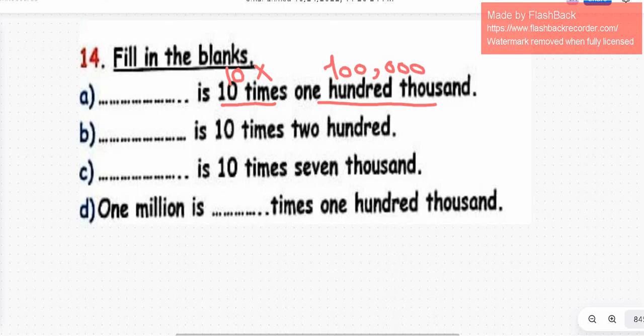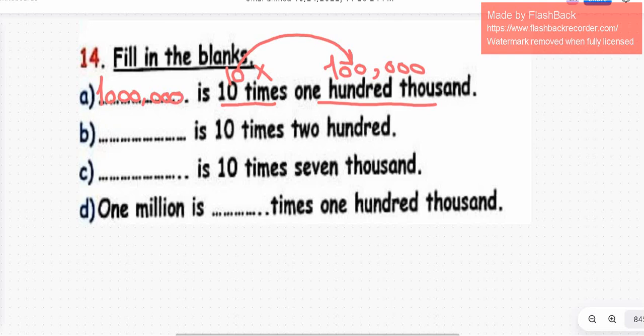What is the higher place after 100,000? It's 1 million. Okay? And we have another trick. We take this zero and put it here. Increase 10. Put 10 in the number. So it will be 1 million.